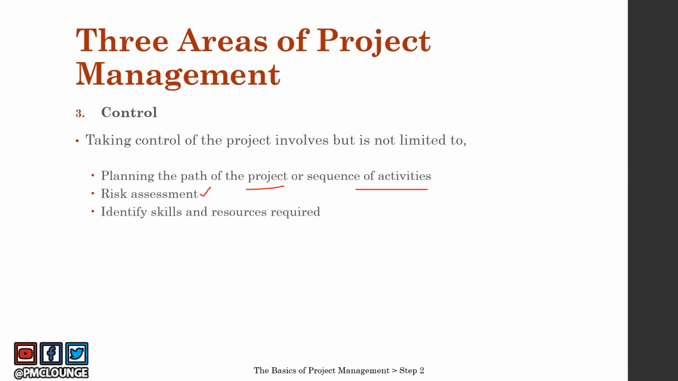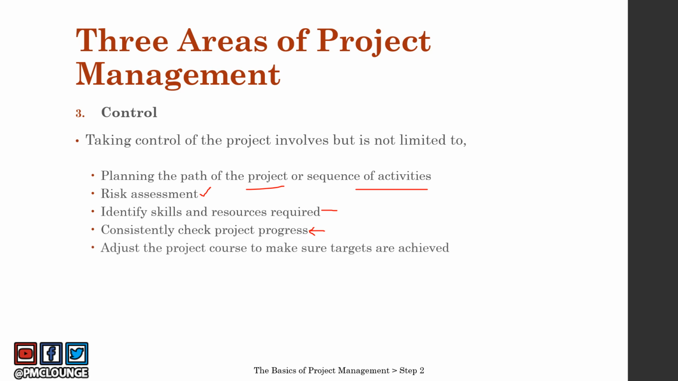You need to identify skills and resources required for the project. You need to consistently check the progress of the project. You need to monitor consistently, right? You need to adjust the project course to make sure targets are achieved. So all this is part of control. These are things that you need to do as part of control to be able to manage the project. So control was the third area of project management. We talked about business, we talked about people, and we talked about control. These are the three important areas of project management. Let's move on.